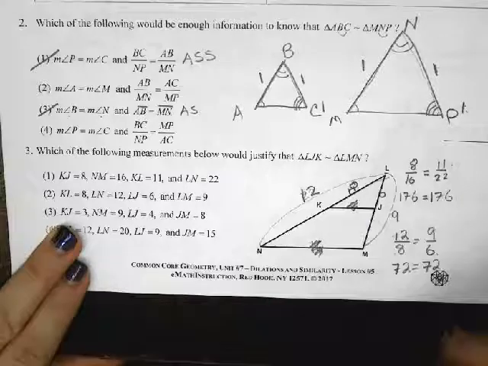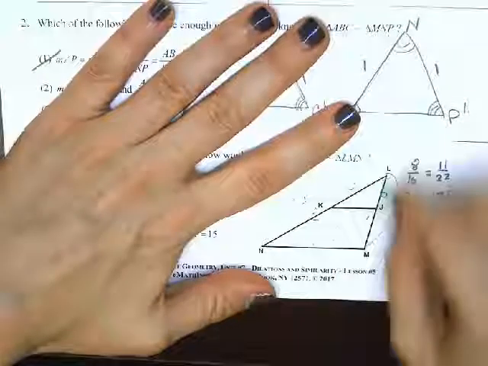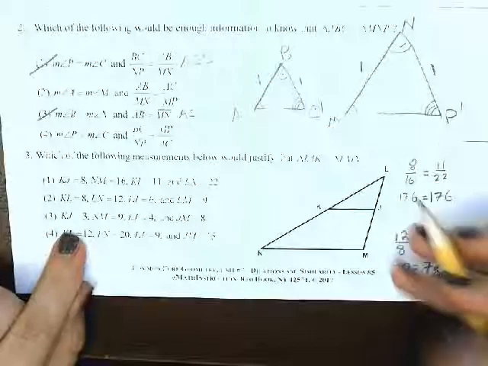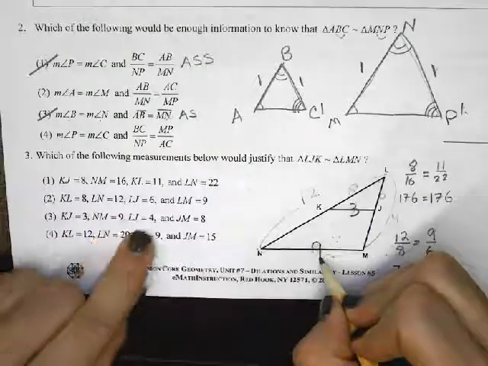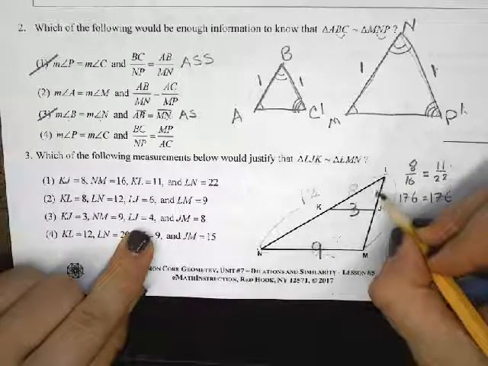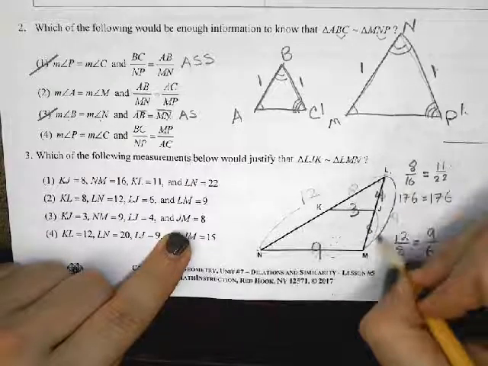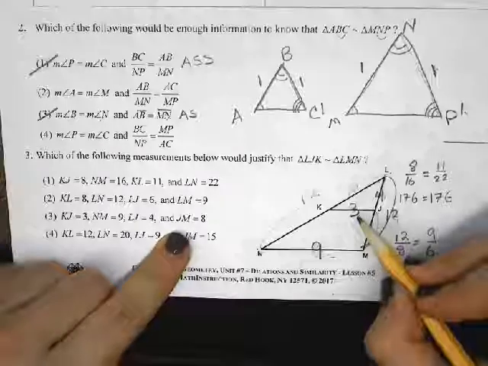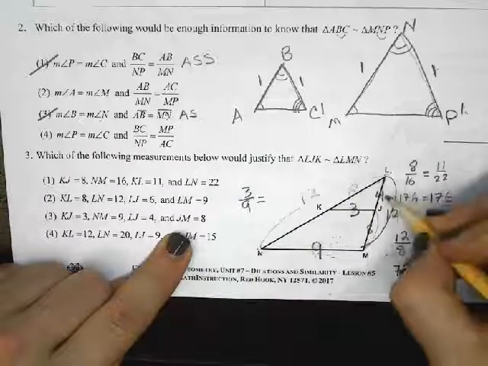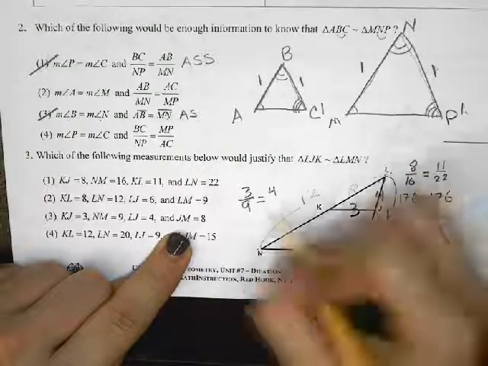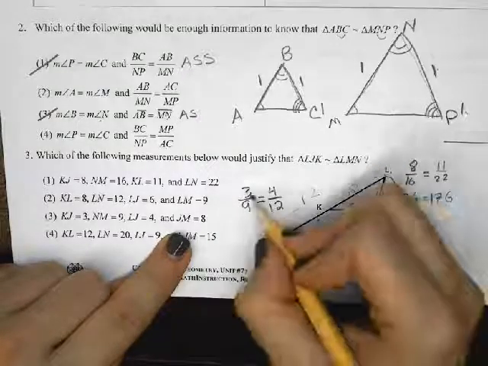K to J is 3. We're getting to see a lot of numbers here, so I'm going to start erasing some of these so we don't get confused. K to J, N to M, L to J, J to M. Oh, we've got to be careful. J to M right here is 8. So that means the whole thing would be 12. Small over big is equal to small over big. So 3 over 12.